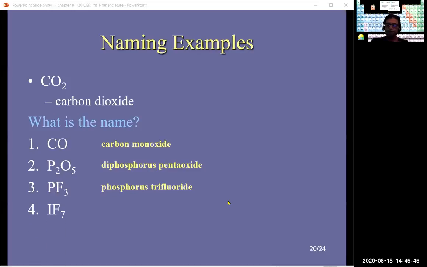This example, look at the parent name first, look at the elements involved. We got iodine first, so it's a central atom, and then we got 7 fluorides. So the parent name is iodine fluoride. Now you go back and add the prefixes. Well, there's only 1 iodine, so we don't put a prefix, and there are 7 fluorides, so we add the prefix of hepta. So iodine heptafluoride.